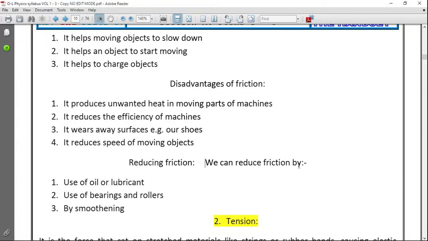We can reduce friction by using oil or lubricant. Then by the use of bearings and rollers. And we can also reduce friction by smoothing.